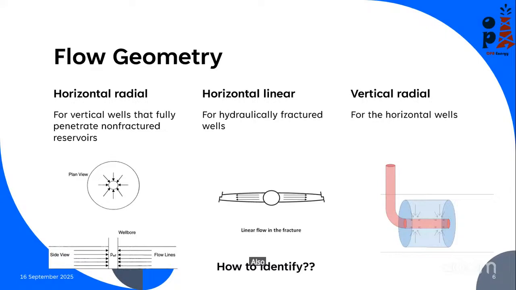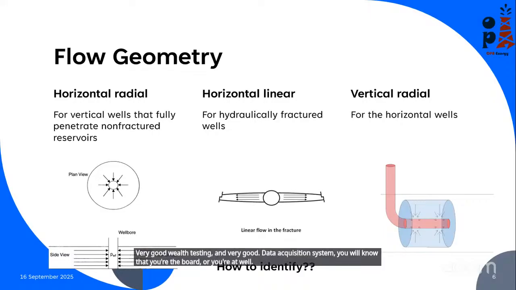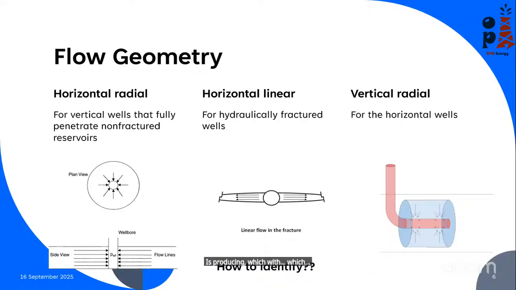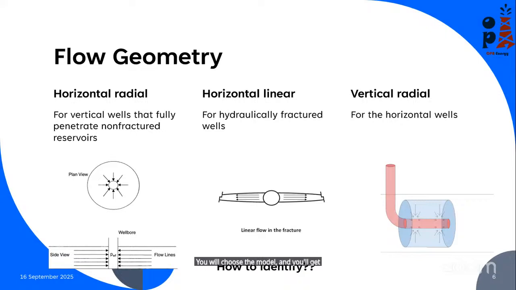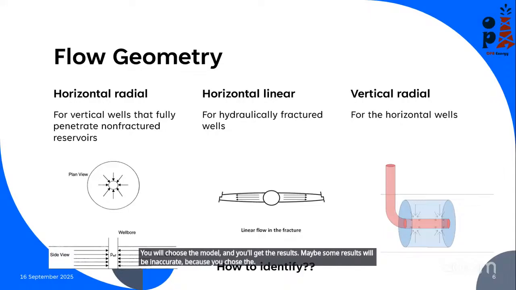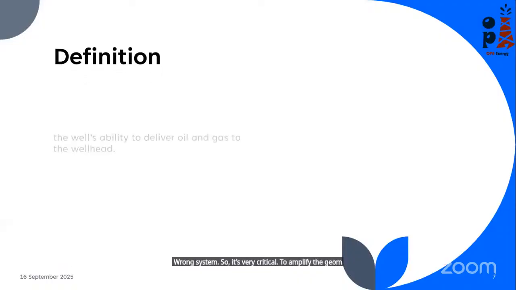Also, how to identify this? Simply, if you have a very good well test and a very good data acquisition system, you will know in which geometry your reservoir or your well is producing. This is very critical because depending on the geometry you choose, you will choose the model and you will get the results. Maybe some results will be inaccurate because you chose the wrong system. So it's very critical to identify the geometry of the well.